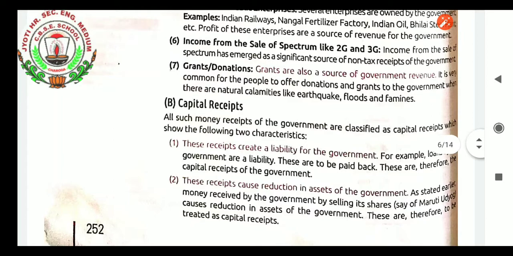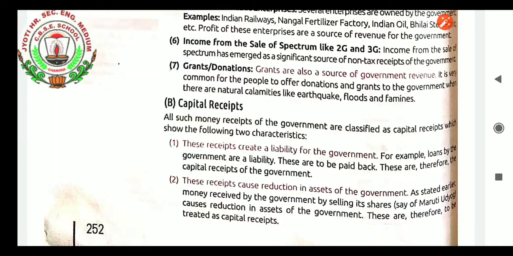Capital receipts. All such money receipts of the government are classified as capital receipts, which show the following two characteristics. Very first, the receipt which will create a liability for the government. For example, loans by the government are a liability. They are to be paid back. These are therefore the capital receipts of the government.